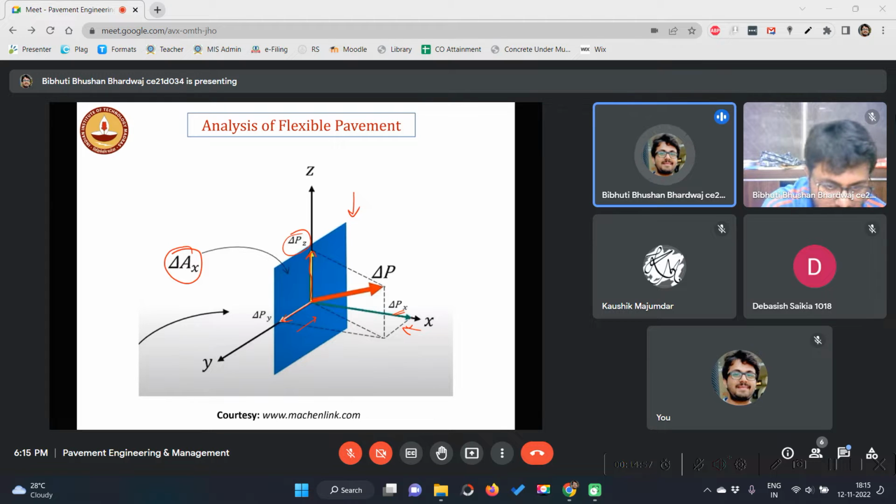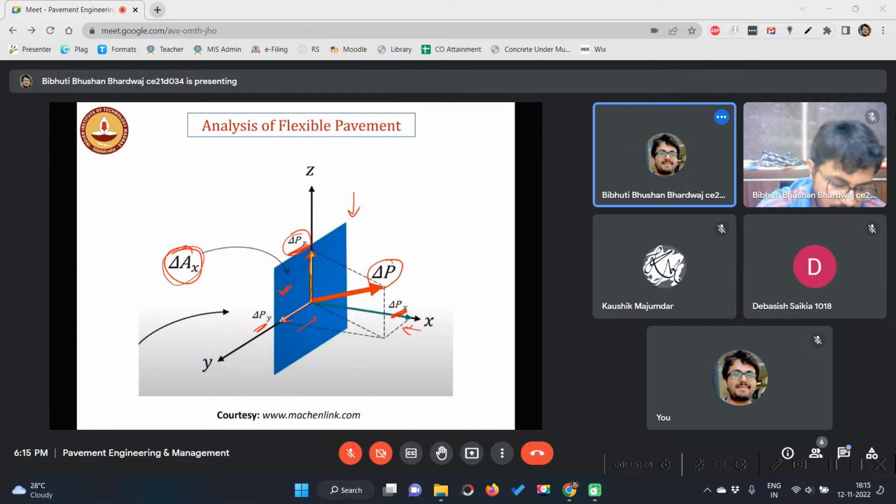That means it's just the projection based on the angle. Okay, so now this delta P we have divided into three different parts, delta Px, Py and Pz, based on which surface? This surface, delta Ax. But this is not the only surface.